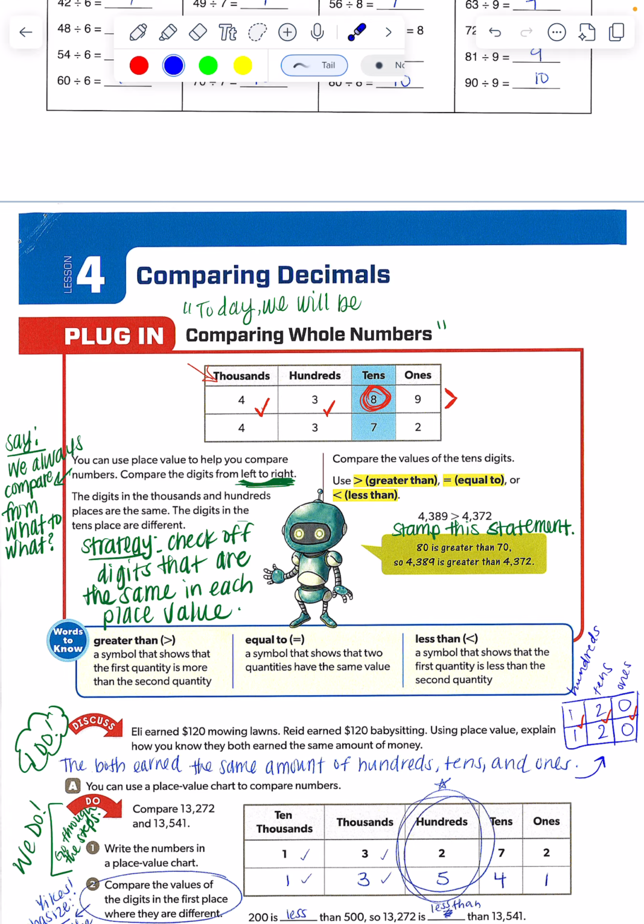This language is very important because when we ask students to compare on DC CAPE, they may say why or explain your reasoning. Students have to remember this language, so I'm going to say the statement again. I know that 4,389 is greater than 4,372 because 8 tens is greater than 7 tens. Okay?